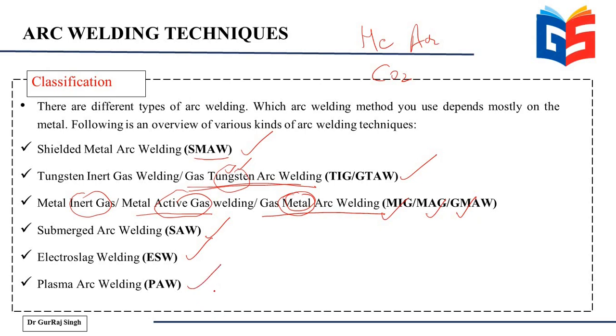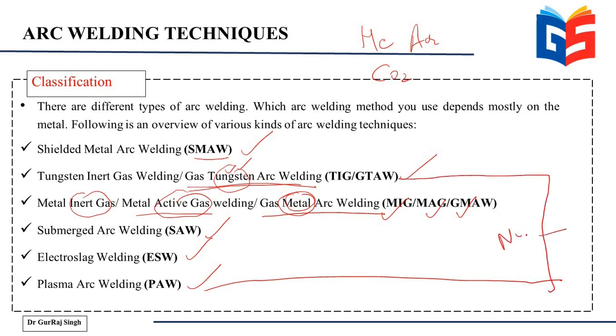I would like to mention that out of these, the plasma arc welding process and the tungsten inert gas welding process have non-consumable electrodes. So these two processes, TIG and PAW, have non-consumable electrodes. The rest, all four, have consumable electrodes. We would be seeing this in the coming classes.